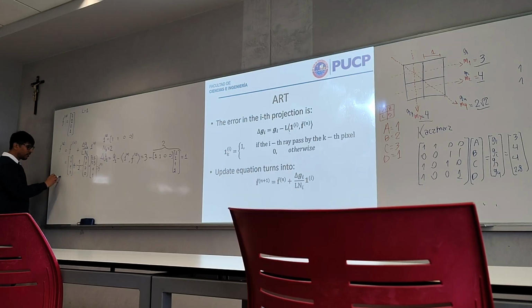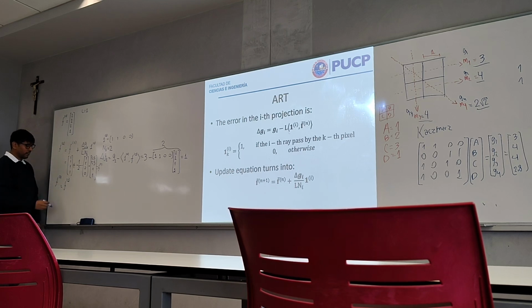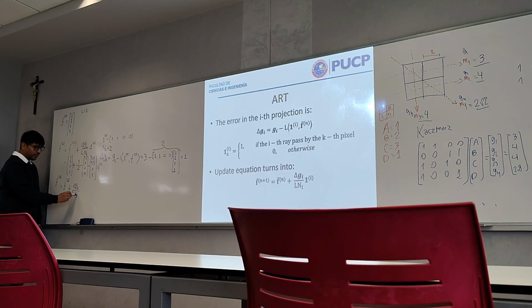The second update. What do we need? Well, we need the first update, not the zero update, the one that you just calculated, plus delta G corresponding to the second vector of ones divided by L and N2, the number of ones in that vector, multiplied by the vector of ones for the second ray.